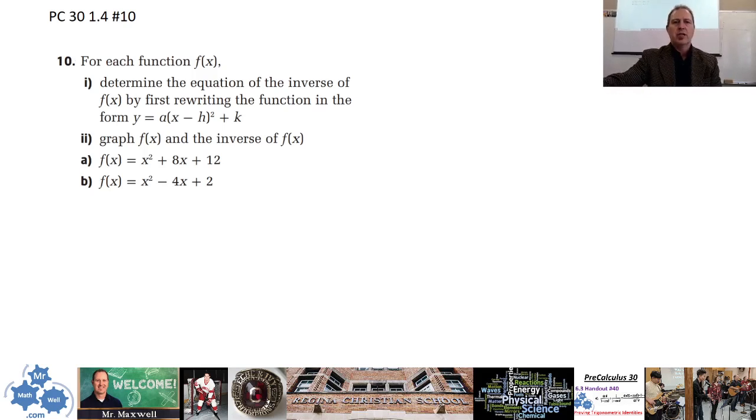So it says, for each function f of x, and we're going to be given an f of x. So in a, this is our f of x right here. And we'll do a for an example here, okay? Determine the equation of the inverse by first rewriting the function in vertex form, like this. So what this means is we have to complete the square, okay? We have to complete the square.